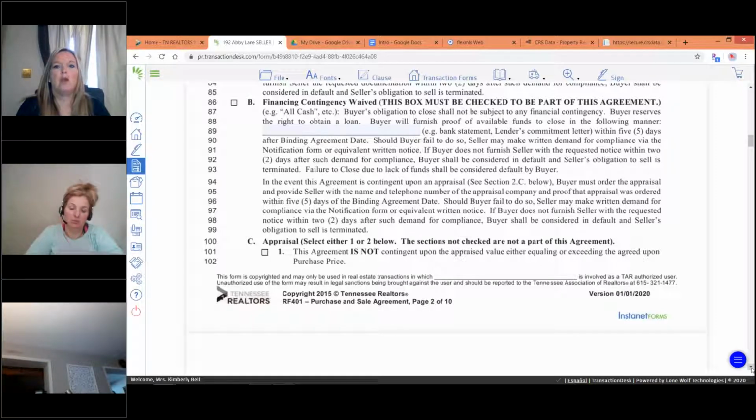Okay, so we are providing the information within 5 days after the binding agreement. Should the buyer fail to do so, the seller has the ability to demand it, and you have 2 days to be in compliance. It should be with the offer. If they're cash, send it with the offer. Buyer shall be considered in default if they don't.